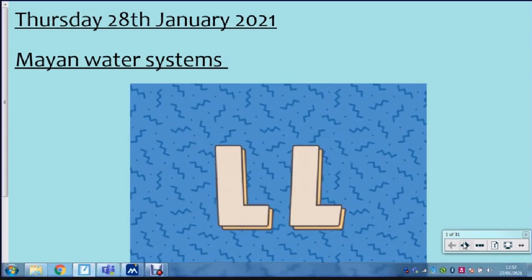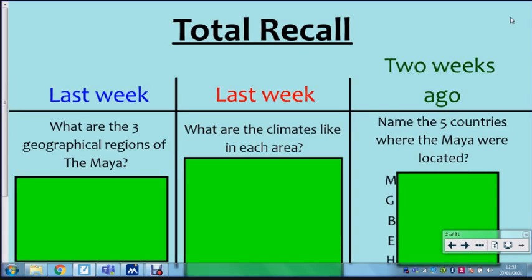So let's get started. Let's start with some total recall. I've got two questions from last week's lesson, and one from 2 weeks ago, but we had it as recall last week as well, so see if you can remember again. First of all, what are the three geographical regions of the Maya? I think last week we talked about the physical geography. What were the three areas called that region of Mesoamerica was broken up into?